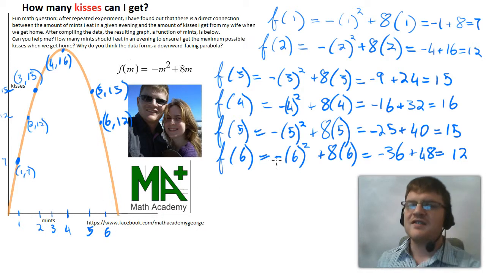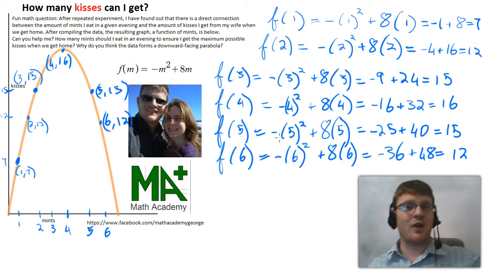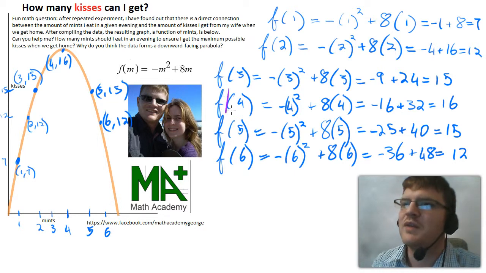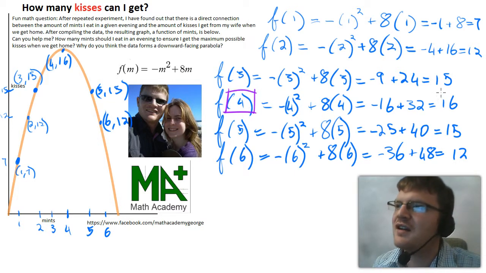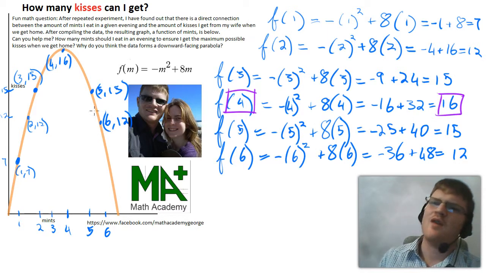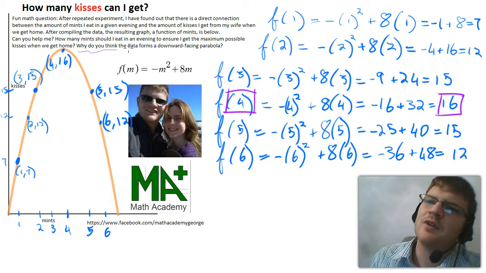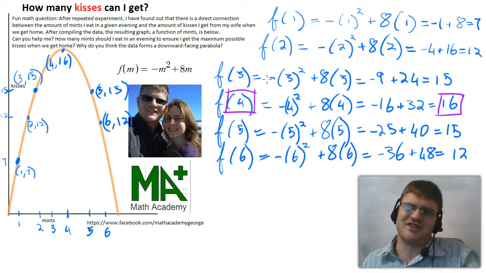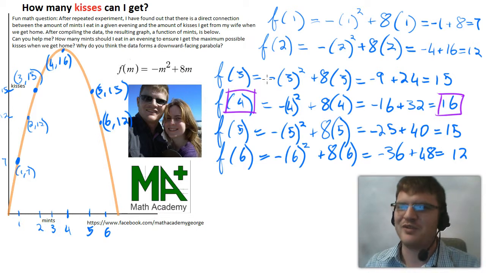Okay, so the data is quite clear. How many mints should I eat? Well, I should eat 4 mints. I should not eat more than 4. If I eat 4 mints, I will get 16 kisses. Now, why does it form a downward facing parabola? Well, this is where we just have a little bit of fun with our interpretation.